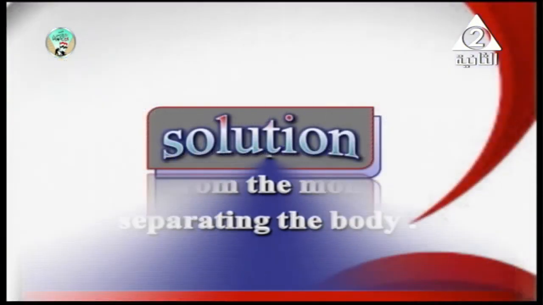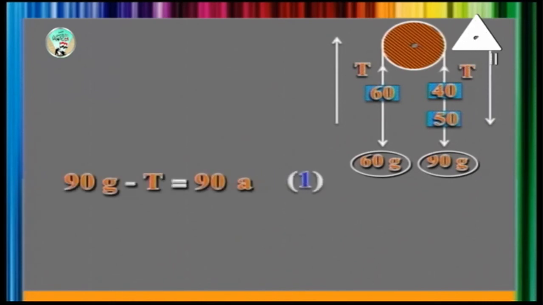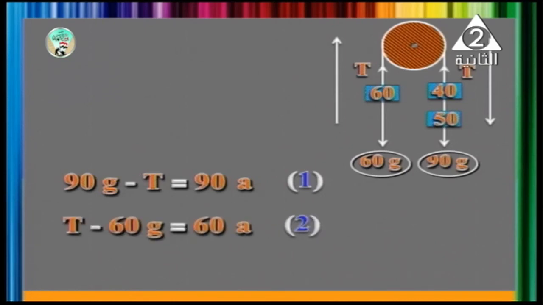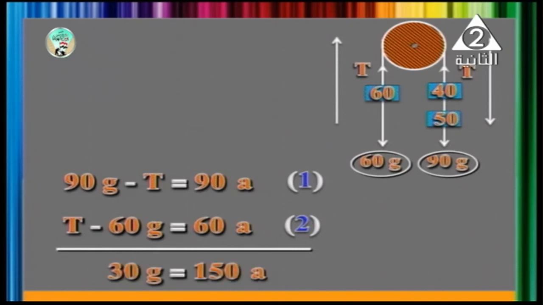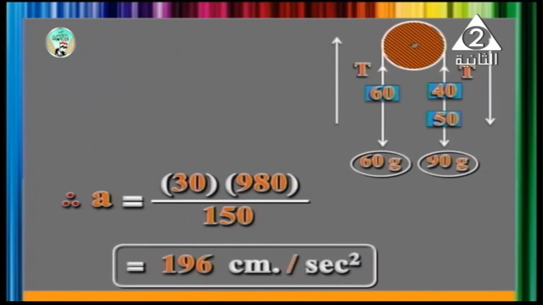Solution. My dear student, look at the opposite figure. We have two masses 40 and 50, the sum is 90 gram. The motion is vertically down. The first equation: 90 gram minus T equals 90a. Second equation: T minus 60 gram equals 60a. By using addition to find the value of acceleration, the acceleration equals 3 times 980 over 150 equals 196 centimeter per second square. This is the acceleration of motion.